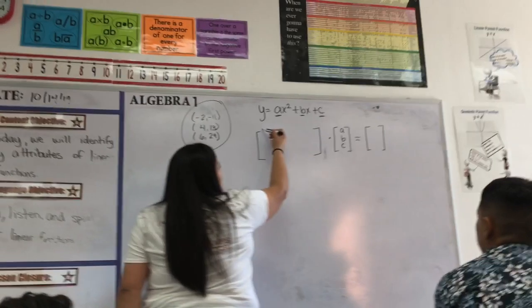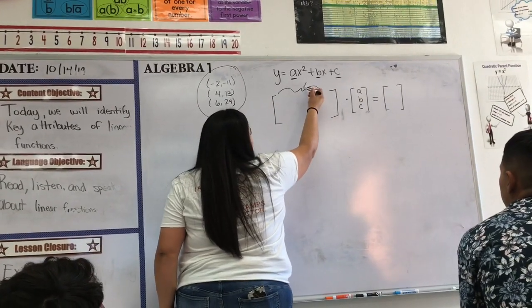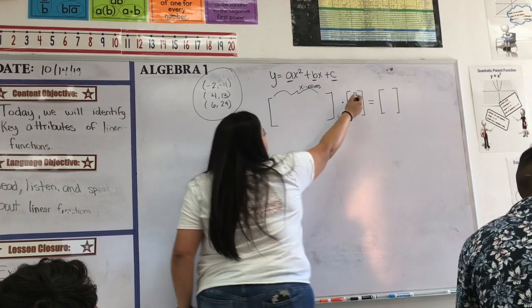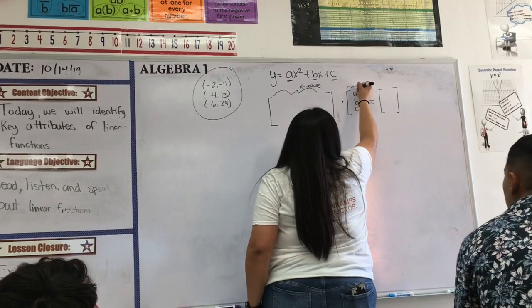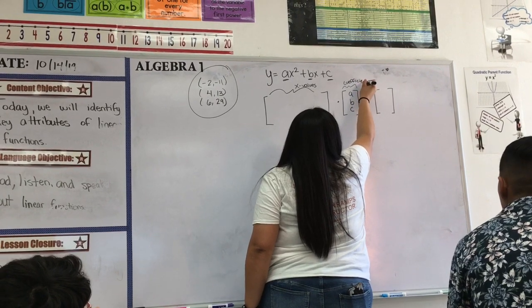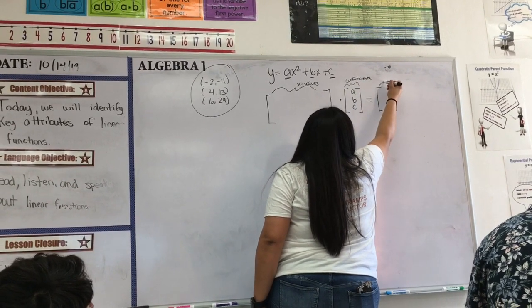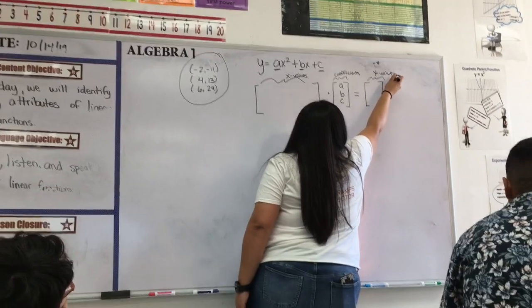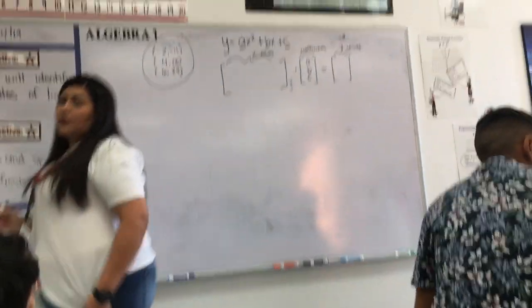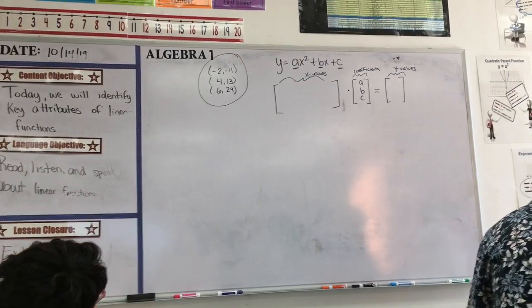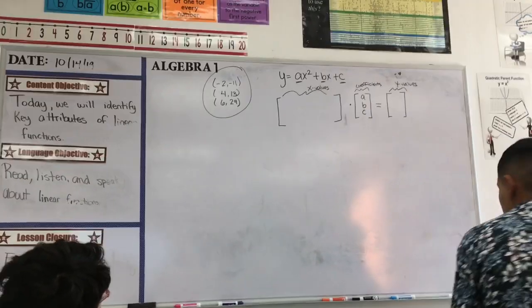So this whole part of my matrix is for the x values. And then these are the coefficients, which are A, B, and C. And then these are the y values. What about the C? We don't know what that is. That's a coefficient. So we've got to figure it out, okay?